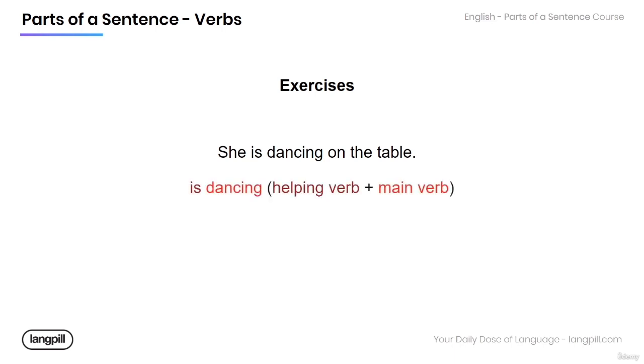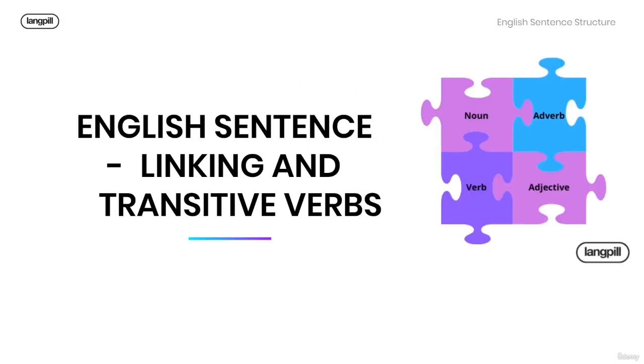Okay, and we have is dancing. So is one of those helping verbs, while dancing is going to be our main verb. In this lesson, we'll take a look at linking and transitive verbs so that we can better understand the object of our sentence.